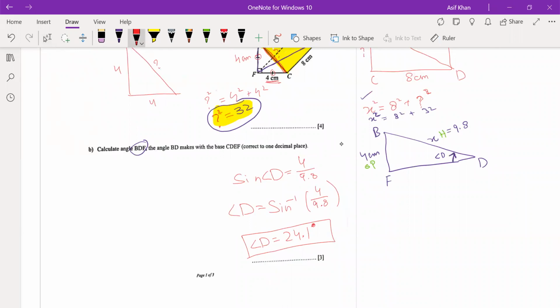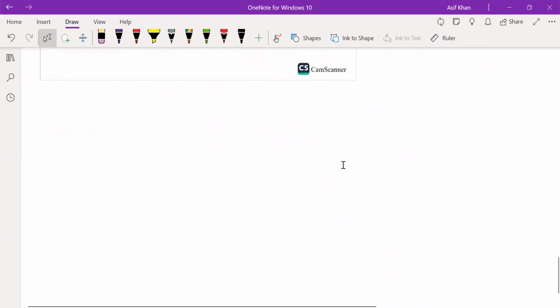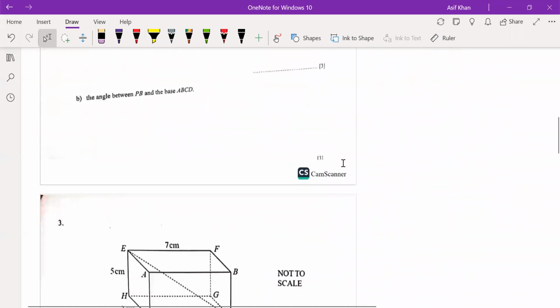Yes, sir, 24.1. Must keep the calculator with you. Okay. So now, yes, sir. Okay, question 1 is over.